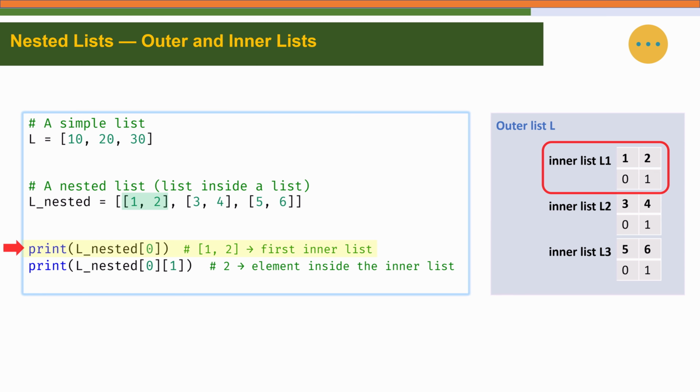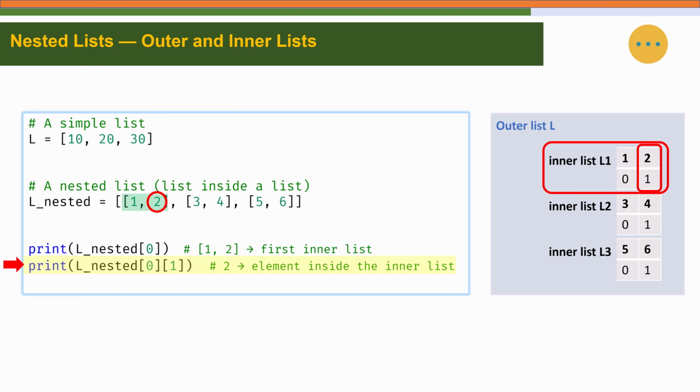If we access L_nested[0], we get the first inner list, that is [1, 2]. But if we go one level deeper, that is L_nested[0][1], we supply two subscripts, 0 and 1. That means we access the second element inside the first inner list, which is 2. This kind of structure is very common when dealing with tabular data, matrices, and multi-dimensional arrays. Visually, you can imagine a big container, the outer list, holding several small containers, the inner lists, each one containing its own values.